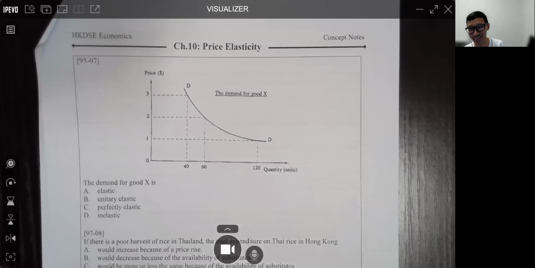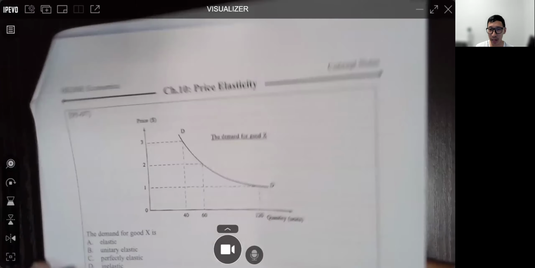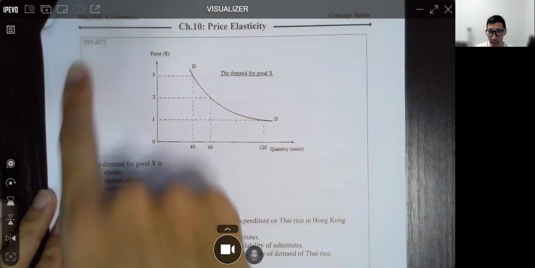Now let's continue with the exercise on the elasticity of demand and the relationship with total expenditure, which is page 8 of your notes. Now, let's start with this question.